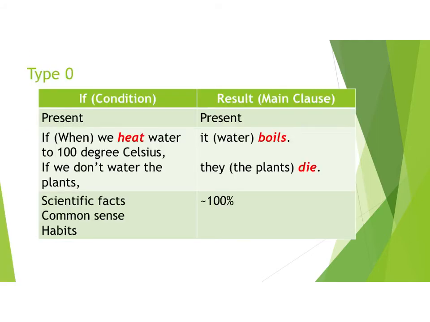We use conditional type 0 to talk about scientific facts, common sense, and sometimes we use this type of conditional sentences to talk about habits. For example, if we heat water to 100 degrees Celsius, it boils. If we don't water the plants, they die. We use present tense in both the if clause and the main clause.